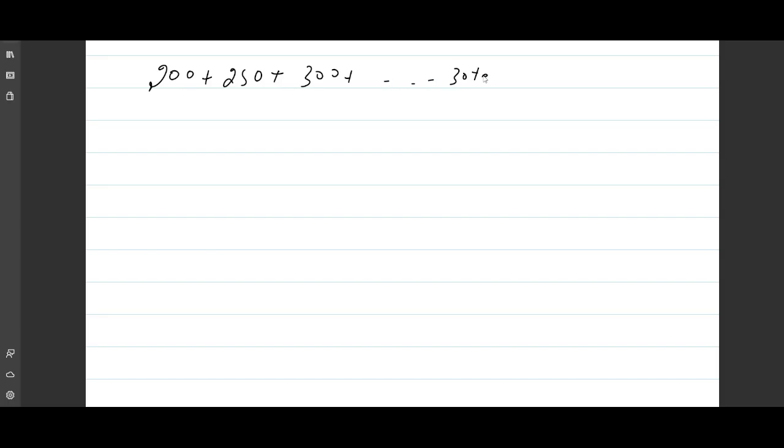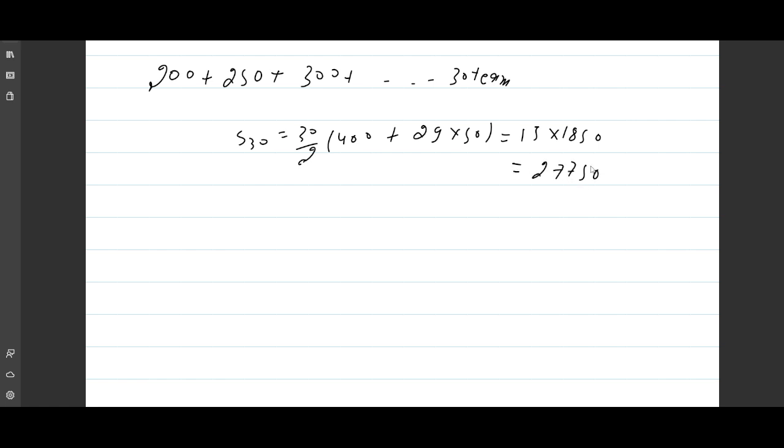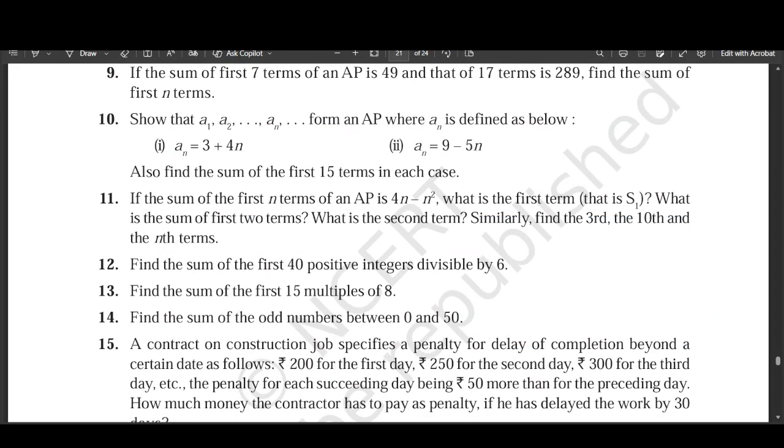So what we get, S30 is equal to 30 by 2 into 2a, so this is equal to 400, plus n minus 1, so 29 into 50, so this is equal to 15 into 1850, so this is equal to 27750. Now move to the 16th question.